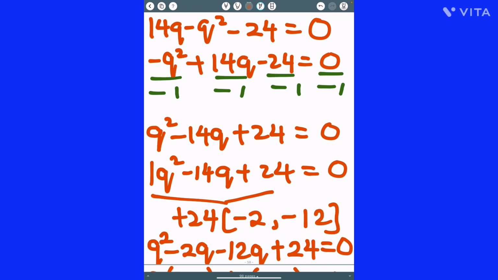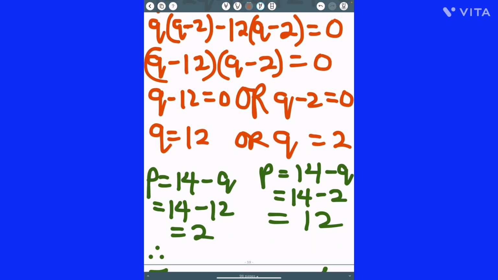So I'll write my middle term instead of minus 14q. On my next step, I'll write q squared minus 2q minus 12q plus 24 is 0. That will factorize into this. And I have q is 12, or q is what? 2. So from p is 14 minus q, when q is 12, p will be 2.